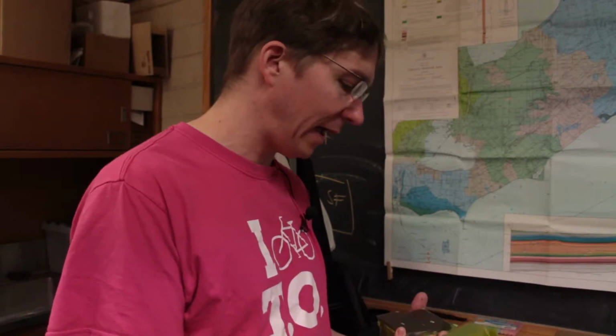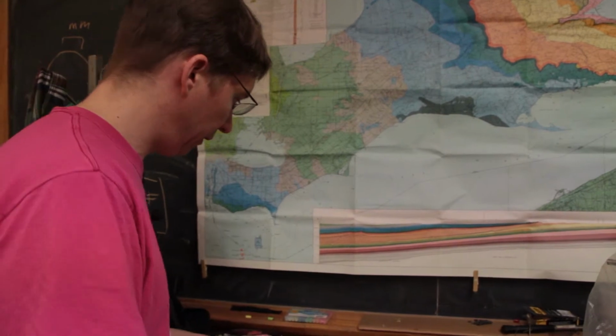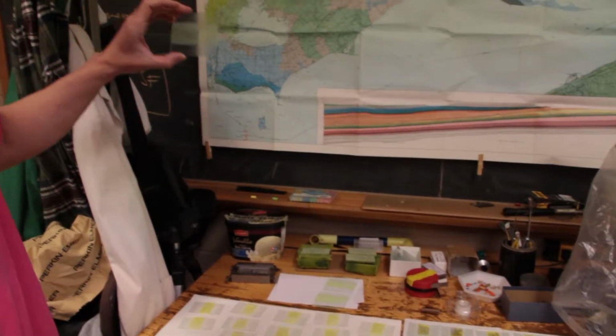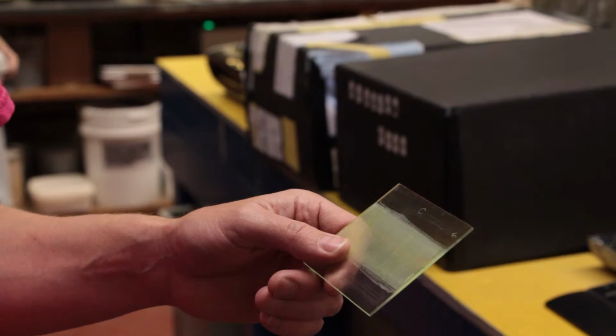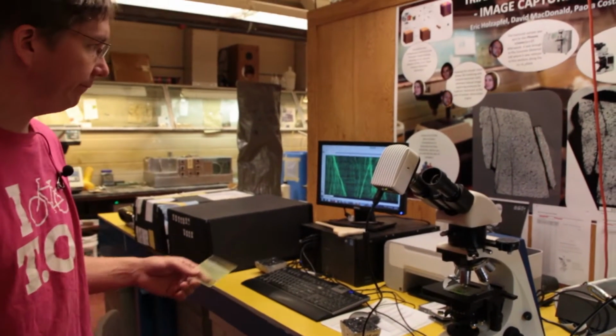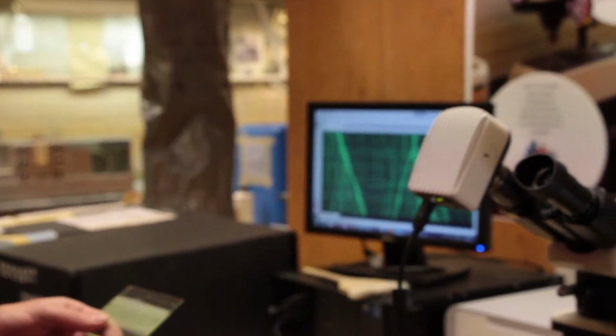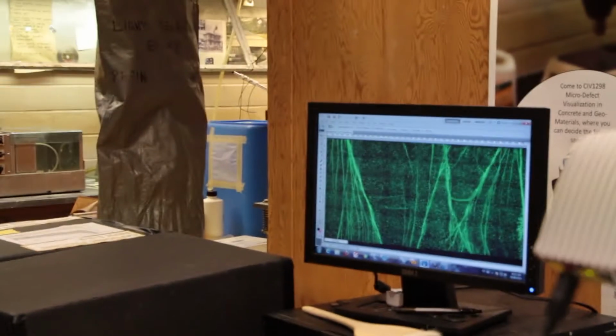And then when they were done with that, we cut it up and produce what are called thin sections. So these are thin slices through the material, and then put them under the microscope back here. We can take a look at the fracture patterns in really great detail.